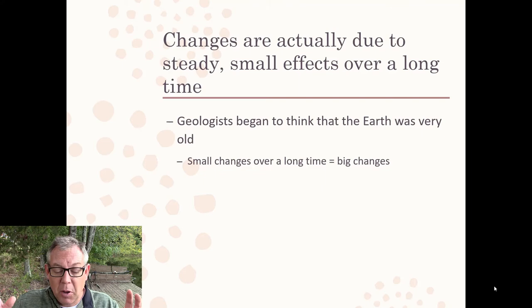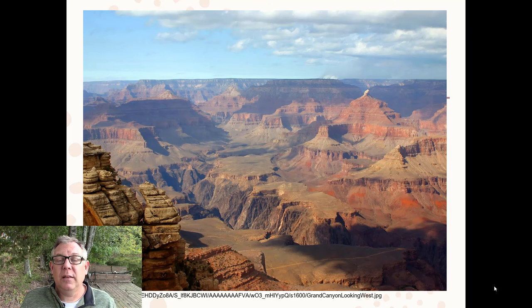So for example, here's the Grand Canyon, right? Did the Grand Canyon form by a comet hitting? Did the Grand Canyon form by an earthquake, you know, or a very quick violent process? No. It formed by the slow erosion over a long, long, long time. And this is a perfect example of how if you have a small change but a long time, it ends up being a big change. And so it starts to make you think about the age of the Earth and how things can change over long periods of time.